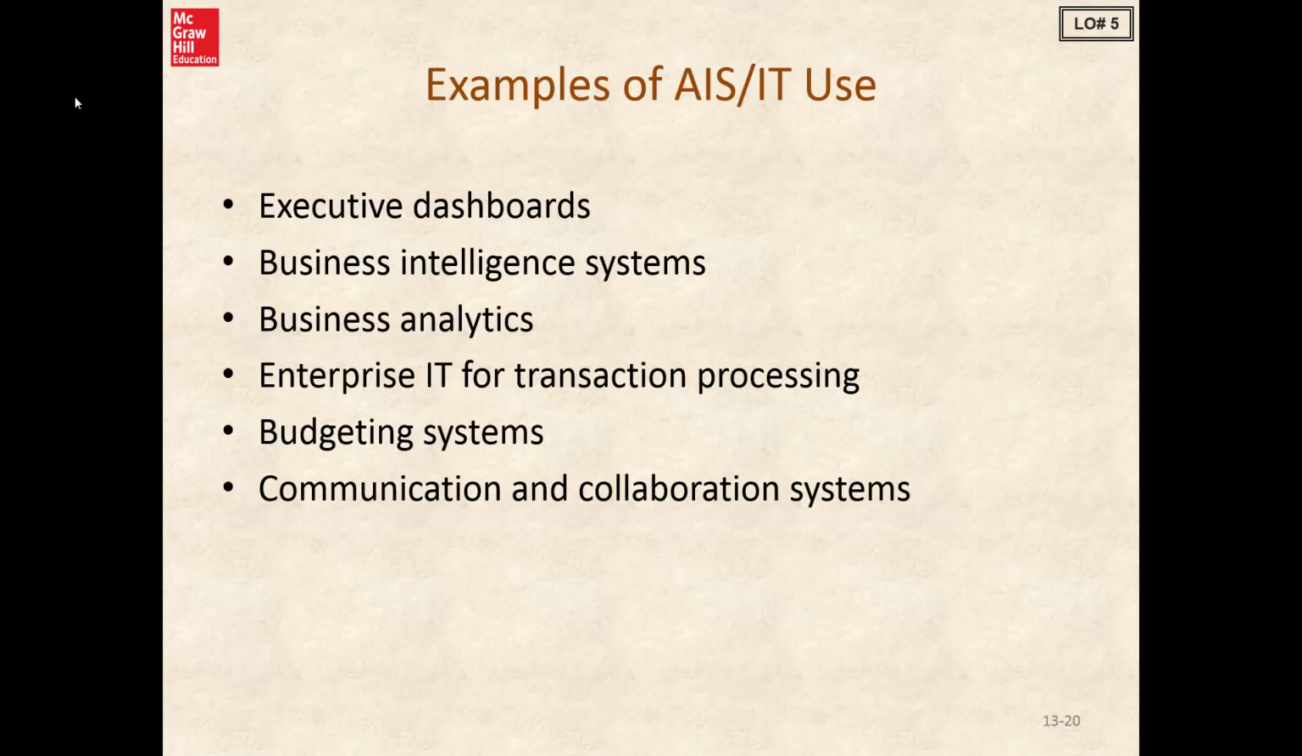So some examples of AIS IT use are executive dashboards, right, where we can pull up information quickly to get a snapshot of what's going on, how we're doing. Business intelligence systems. Business analytics help us analyze the results and hopefully adapt and reach future decisions. Enterprise IT for transaction processing, like our ERP system. Budgeting systems might be within our ERP system or a standalone system. And communication and collaboration systems: email, things like WebEx, GoToMeeting, stuff along those lines.